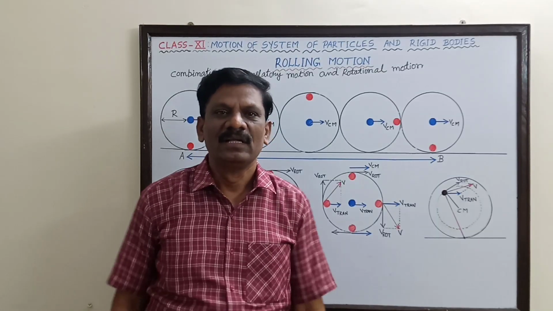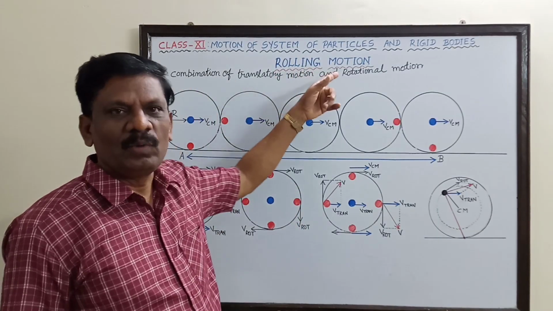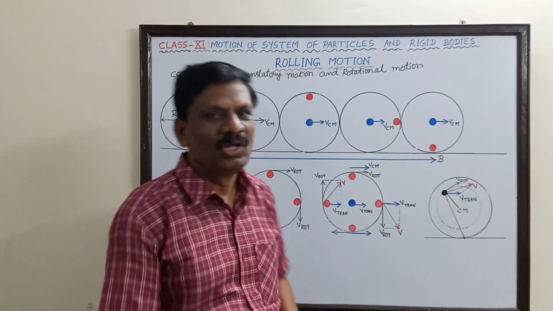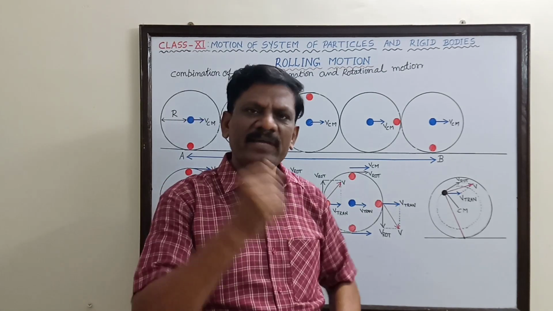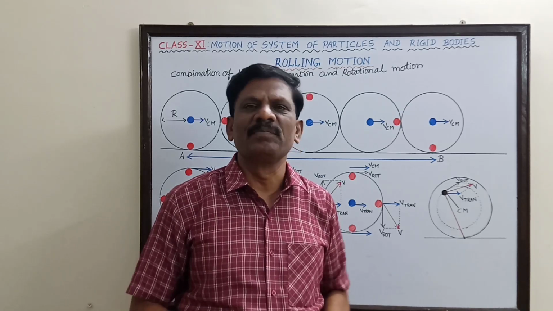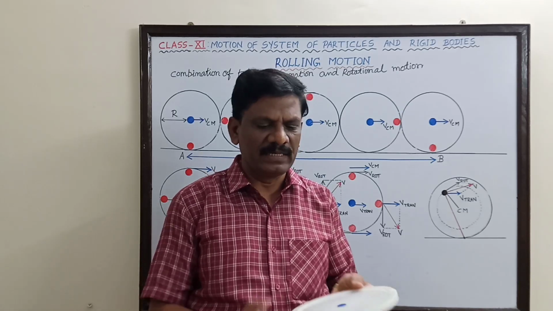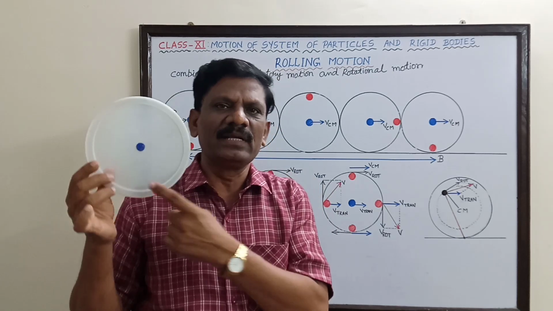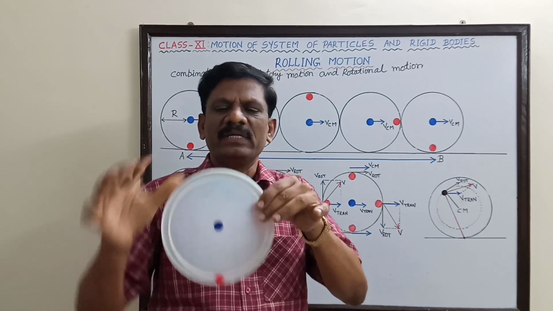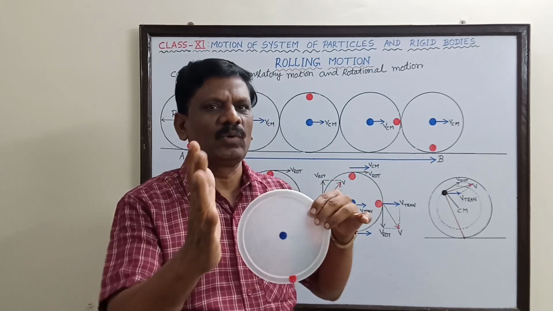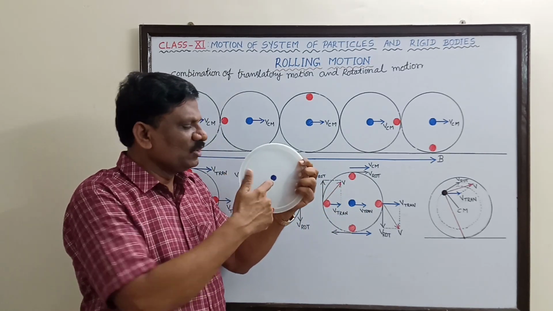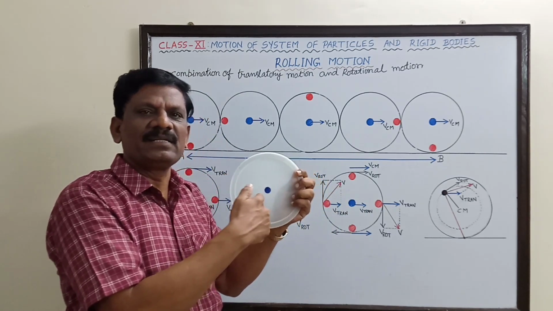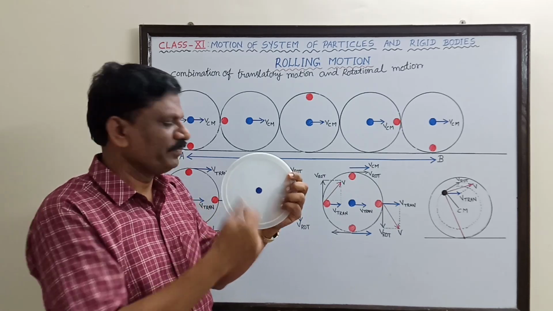Hi students, now we are going to explain one type of motion which is called rolling motion. Now what is a rolling motion? What is the best example for the rolling motion? For that I have taken a circular wheel. In the circular wheel, it is going to rotate about the center. That center through which the rod is passing is called the axis of rotation.